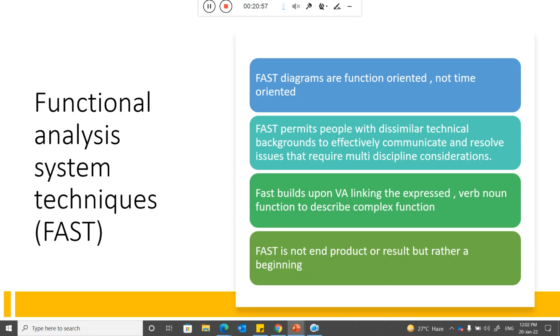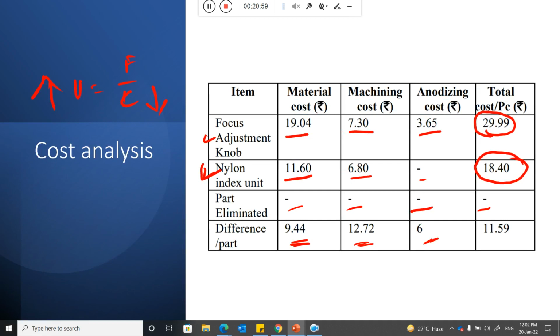So, function analysis system. I will discuss that in the next session, but the point here is that you are able to save the cost. So you can say, yes, without compromising, I am able to save the cost of that particular product. That is nothing but value engineering.